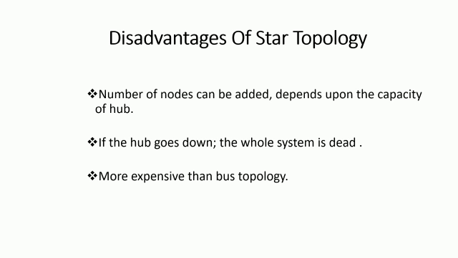Next, the number of nodes that can be added depends completely upon the capacity of a hub. If the hub has the capacity to hold 4 nodes, you can't extend its capacity to 8 nodes or 10 nodes. You will have to replace the entire hub. Next, it's quite expensive compared to bus topology due to the wiring and cabling required for star topology.